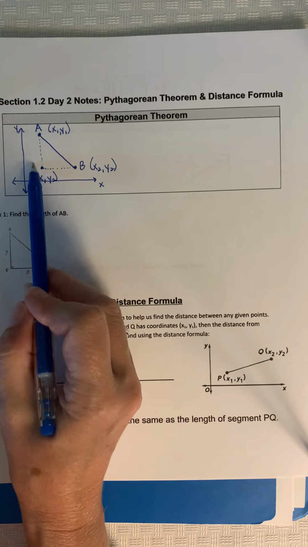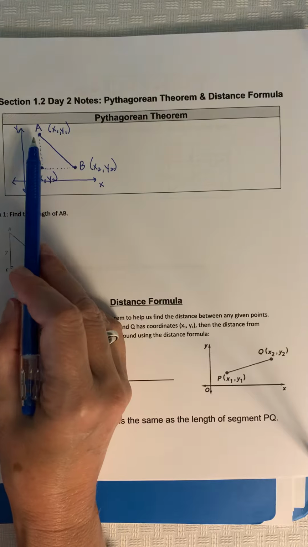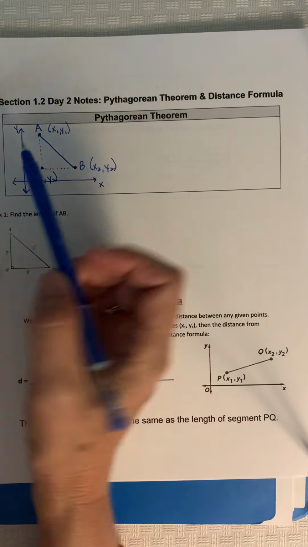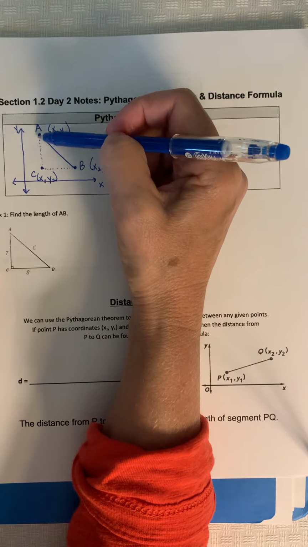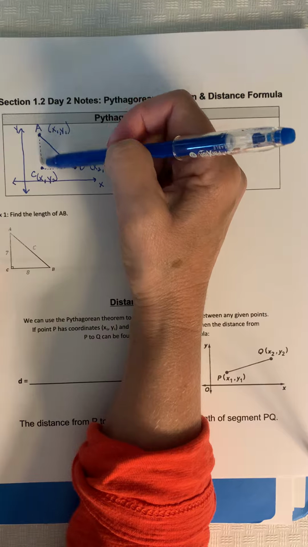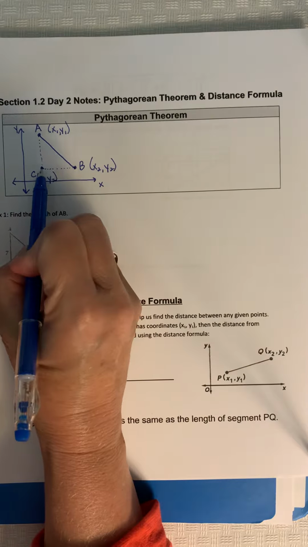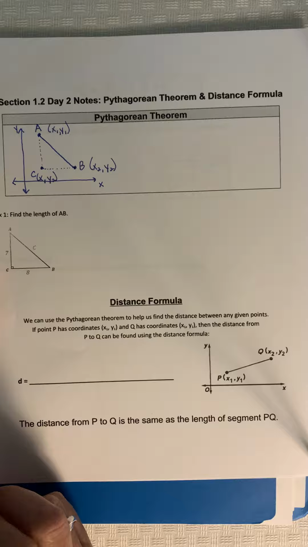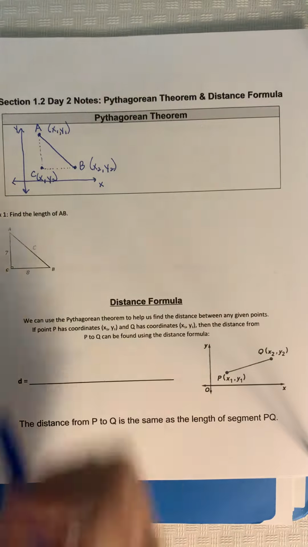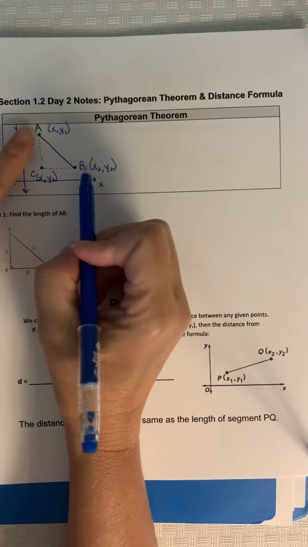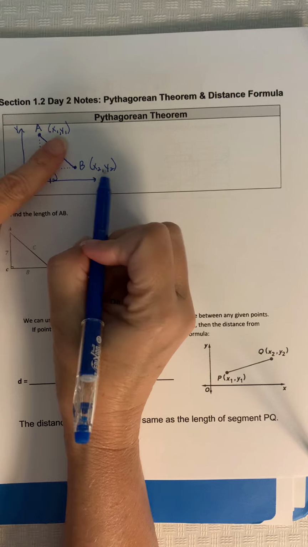So now I have a right triangle, and if I want to find the length of this, I can easily count or mathematically figure out the length of AC, and I can figure out the length of BC. The reason I couldn't count here is because neither of these are the same.